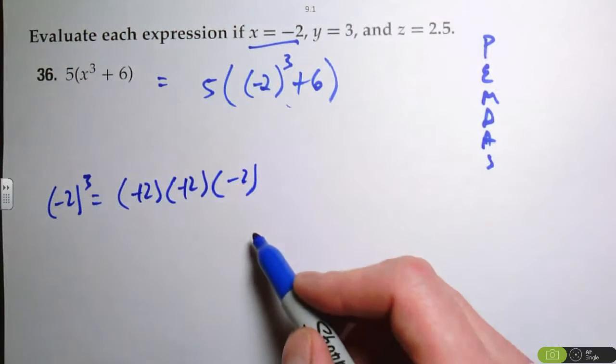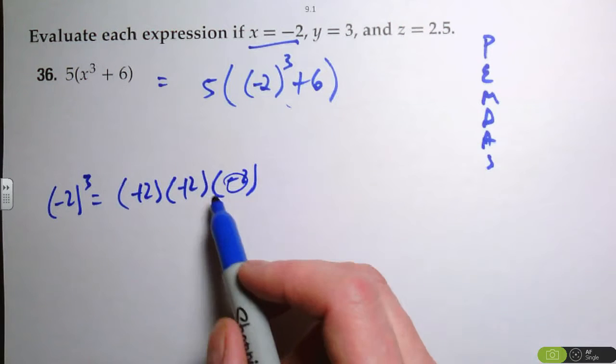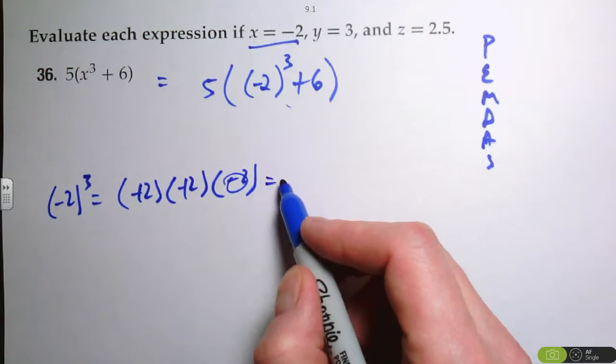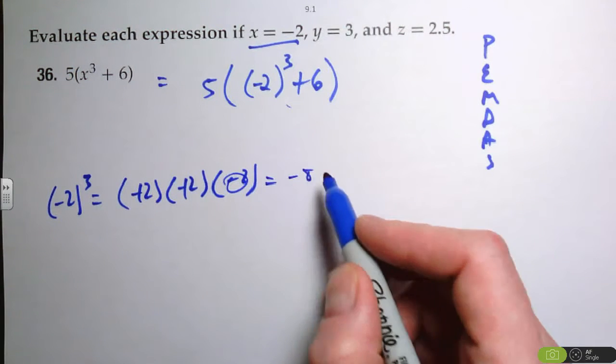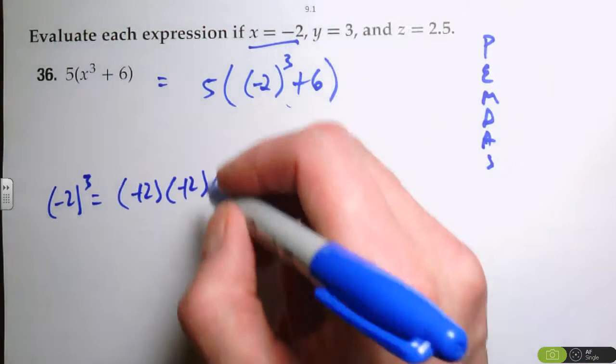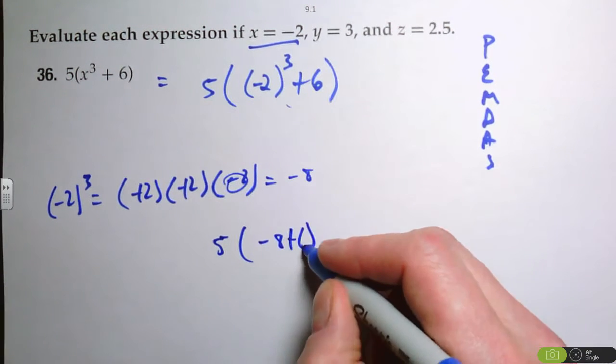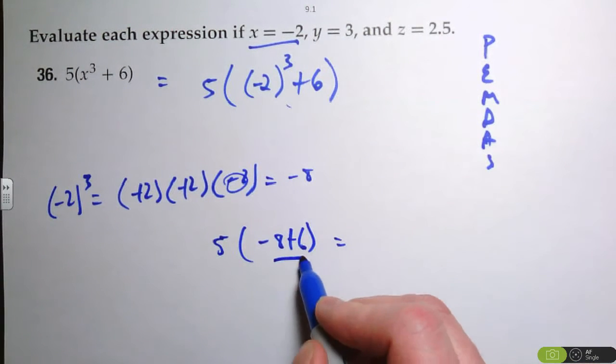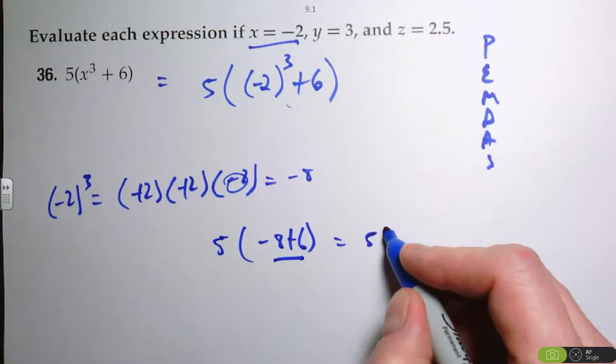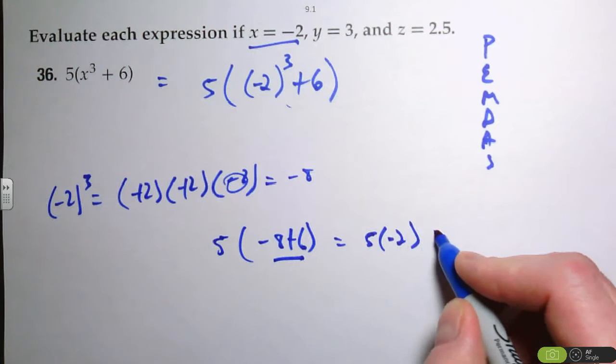So negative times negative cancels off. Positive, the last negative is left over, so it stays negative. 2 times 2 times 2 is 8. So negative 8. So this is 5 times negative 8 plus 6. Okay. By order of operations, do this next. Negative 8 plus 6 is negative 2. 5 times negative 2 is negative 10.